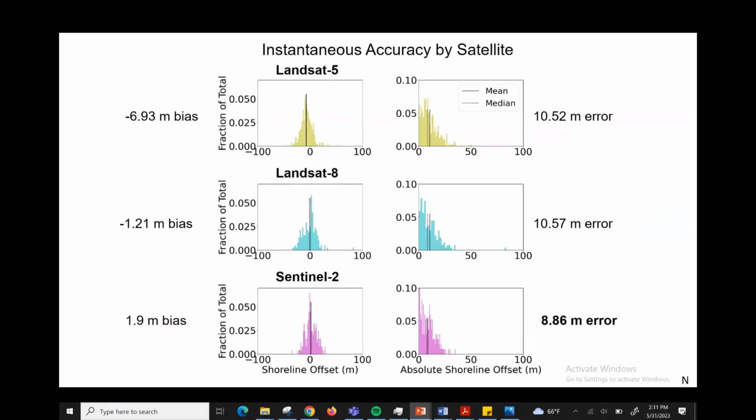We did some comparisons based on satellite, and as expected, Sentinel-2 has the best resolution of 10 meters. The Landsat missions are corrected to be 10 meters, but we did expect Sentinel-2 to have the best accuracy, and it's better on the order of about 2 meters compared to our Landsat missions.